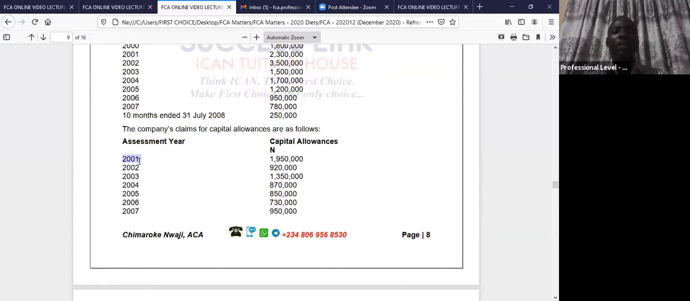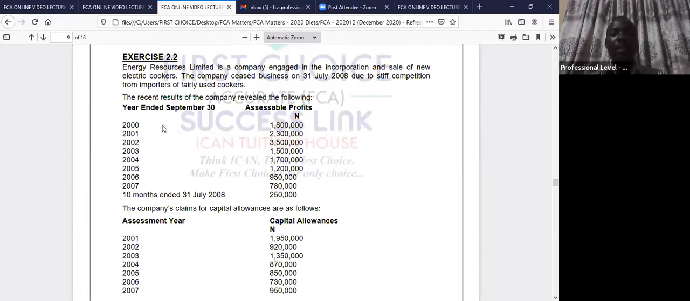This is the year of assessment, 2001. We need it up to 2007. It's been given to you. Use it as given. But you have to convert year ended, you put by the side year of assessment. The reason I'm asking you to write it by the side is so that as you are looking at year of assessment, you will know the profit figures you are taking. So that by the time I say year of assessment 2001, you'll not be looking at year ended 2001. No, you'll be looking at year ended 2000 because it's going to be preceding year basis.